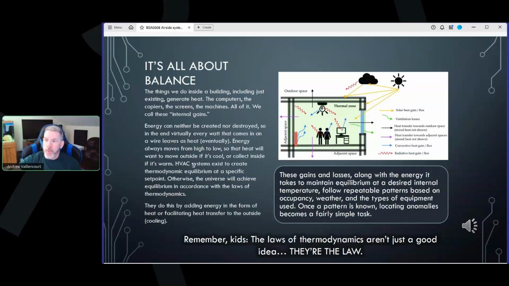It's all about balance. Why are we doing this? The things we do inside a building, including just existing, are going to generate heat for the most part. Computers, copiers, screens, machines, all of it. These are your internal gains. You'll hear them mentioned as internal gains.